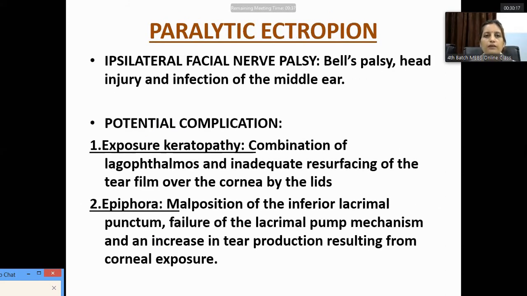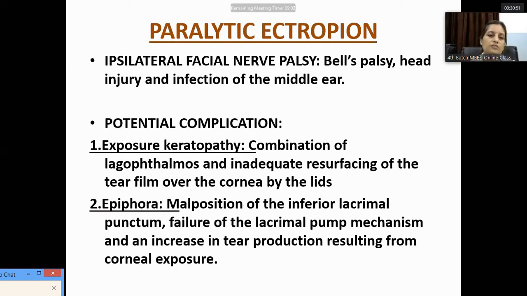Paralytic ectropion is caused by ipsilateral facial nerve palsy, Bell's palsy, head injury, or infections of the middle ear, CSOM. So you will have this paralytic ectropion also. A potential complication in these patients is exposure keratopathy. Due to the ectropion, the eye will not be able to close properly, resulting in dry eye and then corneal ulcer. That is called exposure keratopathy.